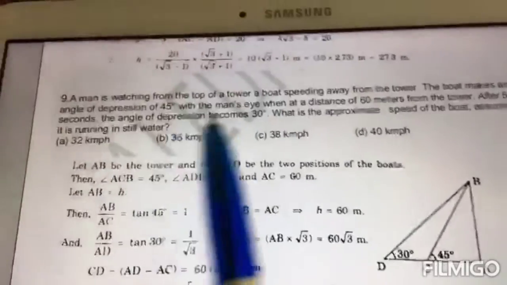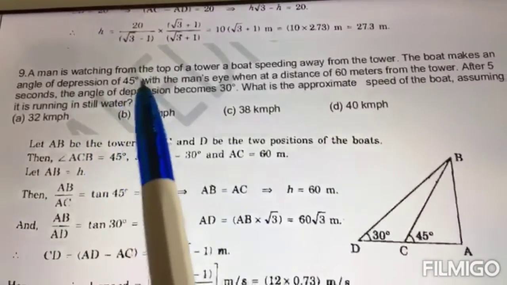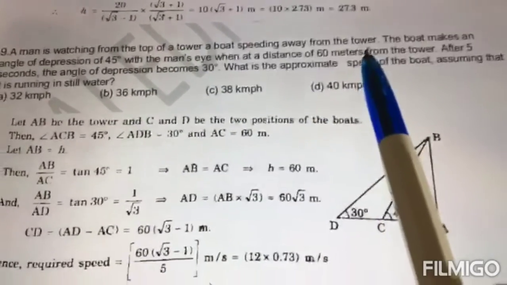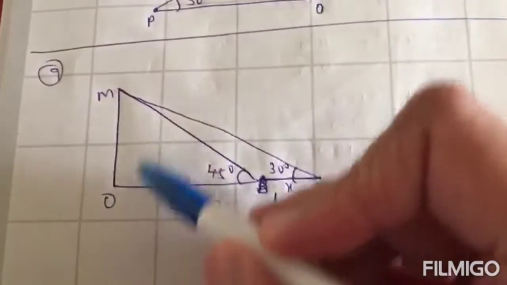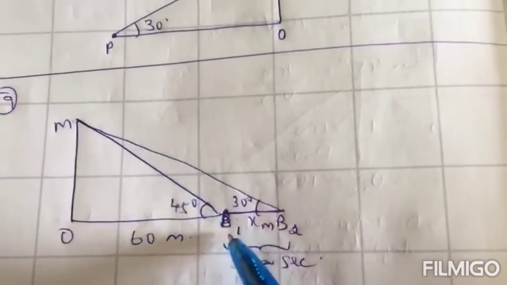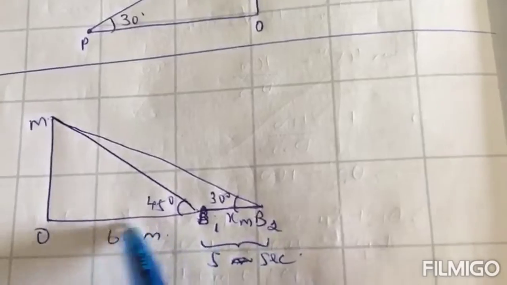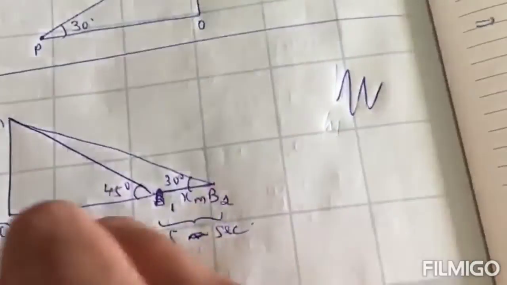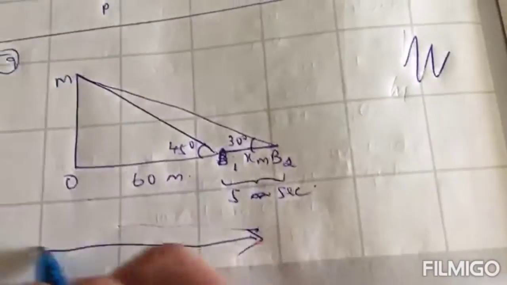Okay, let's move to question number 9. A man is watching from the top of a tower a boat speeding away from the tower. Let ON be the tower and the man is standing here. So he's watching a boat, let it be B1, and it is moving away from the tower. The boat is moving in this direction. Sorry, my pen is not working. The boat is moving away from the tower, okay?